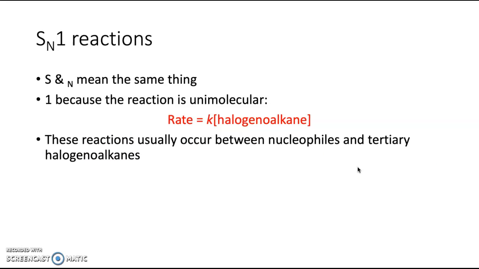Okay, SN1 reactions. So S and N mean the same thing again. We're still talking about substitution reactions, still talking about nucleophiles, so nucleophilic substitution. But the 1 here indicates the molecularity of the rate equation. In an SN1 reaction, the rate only depends on the concentration of the halogenoalkane. It doesn't matter what the concentration of the nucleophile is. It only matters what the concentration of the halogenoalkane is.